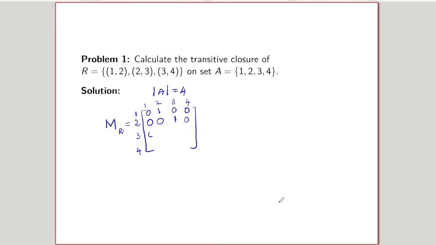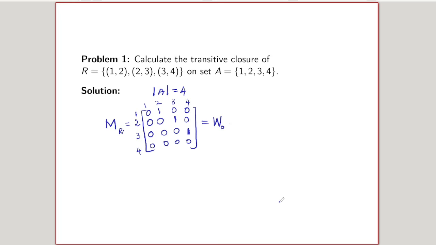3, 1 we are going to put 0. 3, 2 it is 0. 3, 3 entry it is not there, so 0. And 3, 4 we are going to put 1. 4, 1 it is 0, 4, 2 is 0, 4, 3 is 0, and 4, 4 is 0. So this is the MR matrix representation of the given relation. We are going to take this as our initial matrix W0.